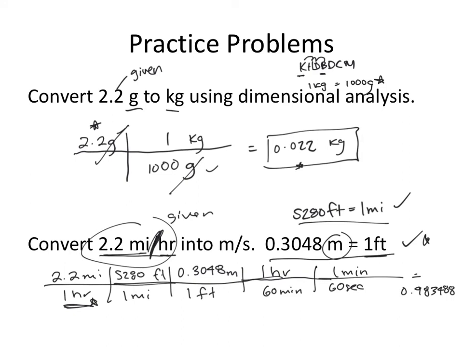At this point, if we were to perform our calculation, we're going to end up with 0.983488, which is the numerical value in our calculator. Then if we look at our given 2.2 miles per hour, the 2.2 is 2 significant digits, so our answer is going to have 2 significant digits. So 0.98, and then we check our units. Miles and miles cancel, feet and feet cancel, hours and hours cancel, minutes and minutes cancel, and we're left with meters per second. Meters per second is what we are looking for in terms of our units. And this is how we approach these problems.